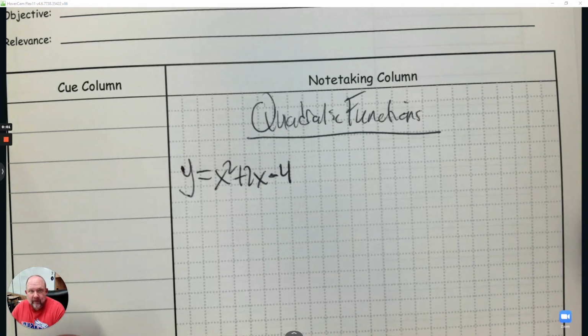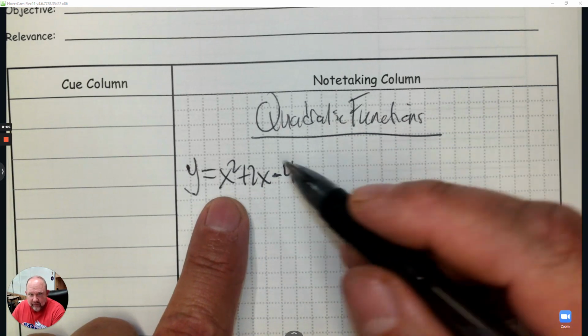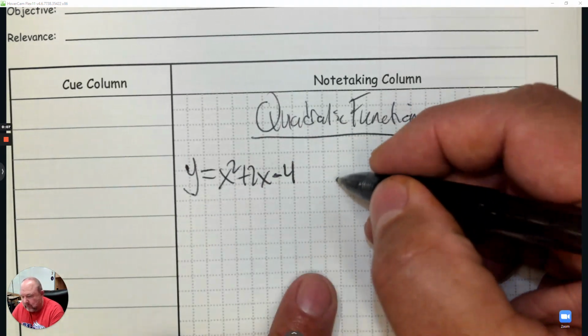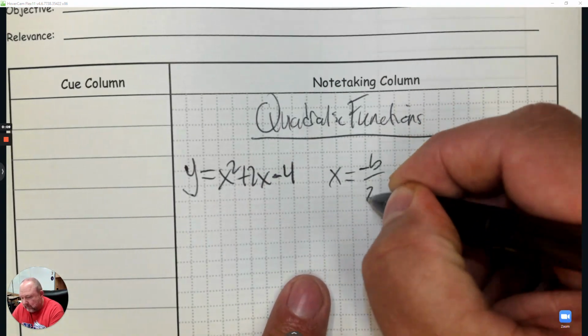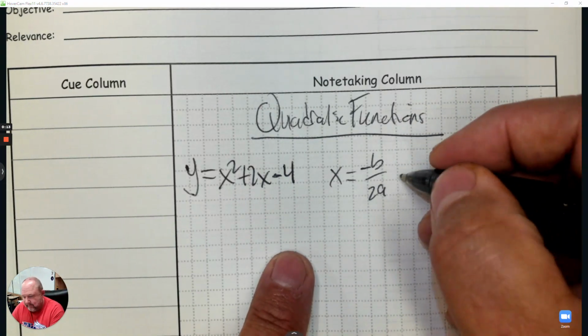All right, here's a review video on quadratic functions. So I want to graph this, so I'm going to review how we would graph it. We would start with the formula negative b over 2a. And again, press pause if this is going too fast.